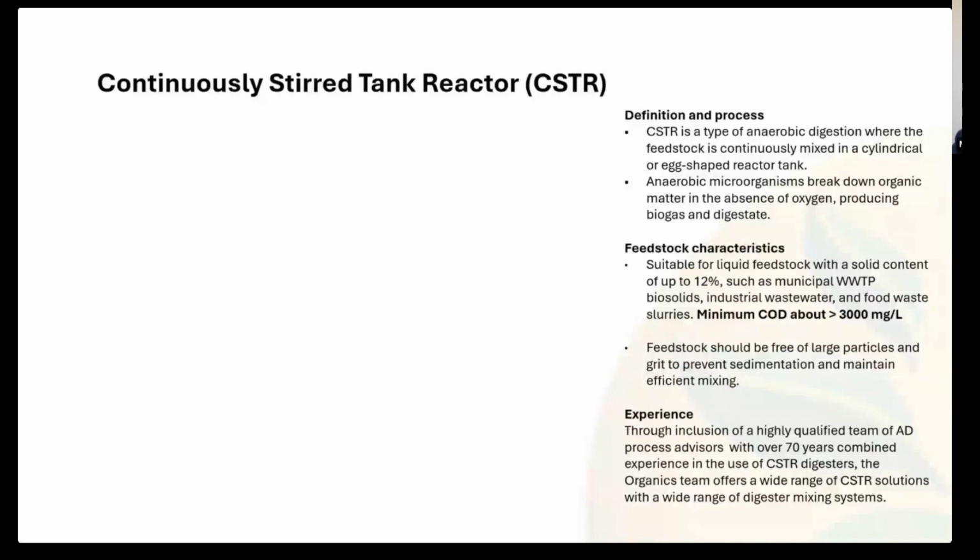Bacteria break down organic matter in the absence of oxygen, suitable for liquid feedstock with a solid content of up to 12%, for example, wastewater treatment plant biosolids or industrial wastewater. As minimum solids content, we recommend 0.2 to 0.5% solids content and a minimum COD of about 3,000 milligrams per liter. Feedstock should be free of large particles and grit to prevent sedimentation.